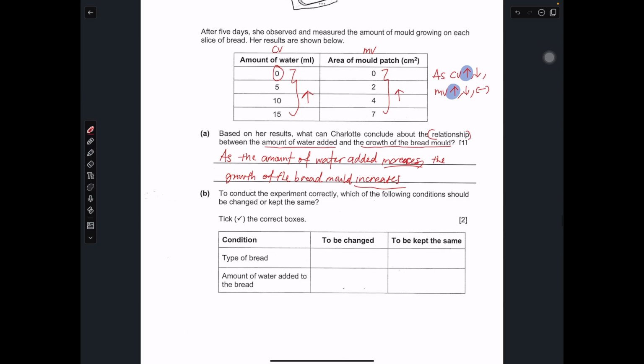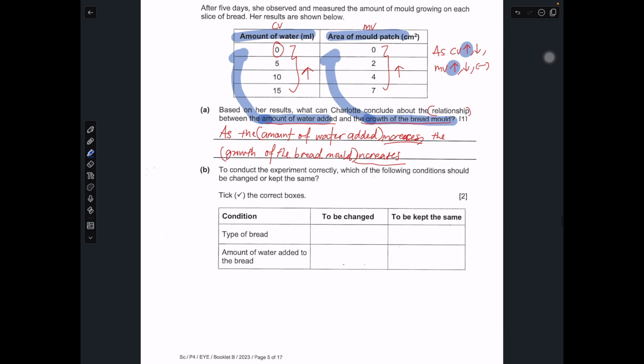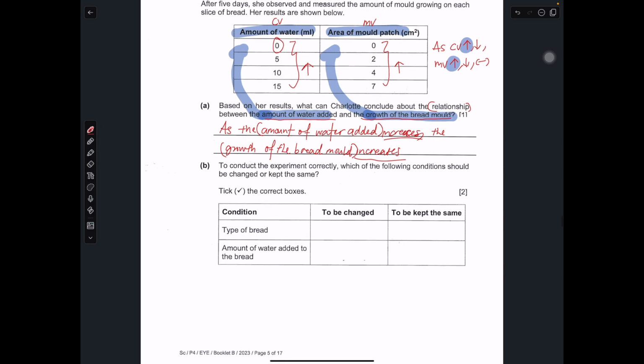Okay, so this part you can copy directly from the question, but you need to know where to copy. This part will be this, and this part will be this. This part is related to this, the area of the mold patch. So to conduct the experiment correctly, which of the following conditions should be changed or remain constant?